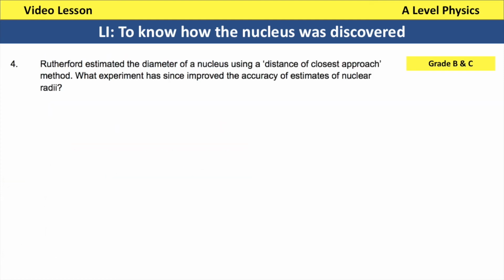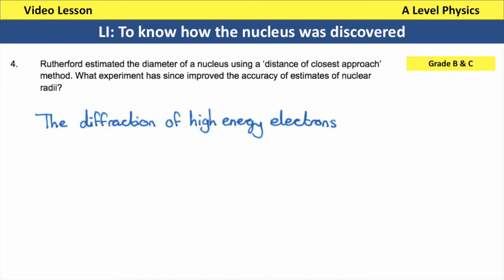Question number 4. Rutherford estimated the diameter of a nucleus using a distance of closest approach method. What experiment has since improved the accuracy of estimates of nuclear radii? Well, that is, of course, as mentioned before, the diffraction of high energy electrons, which we will do more about next lesson.